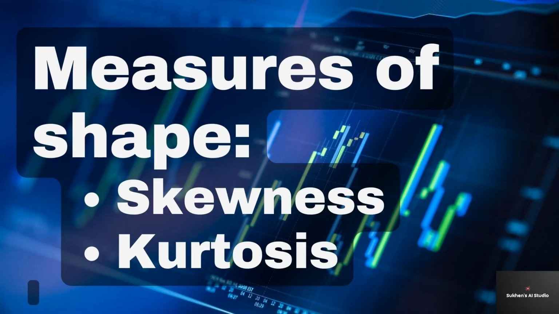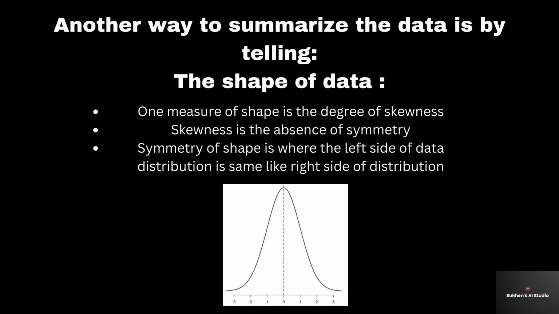Then comes our last topic for today: measures of shape. Till now, we have looked at measures of central tendency and measures of dispersion for doing descriptive statistics. Measures of shape is another measure to describe the data. One way to measure the shape is to understand the degree of skewness of data. What is skewness? Skewness is nothing but the absence of symmetry. And what is symmetry? Symmetry of shape is where the left side of the data distribution is the same as the right side of the distribution.